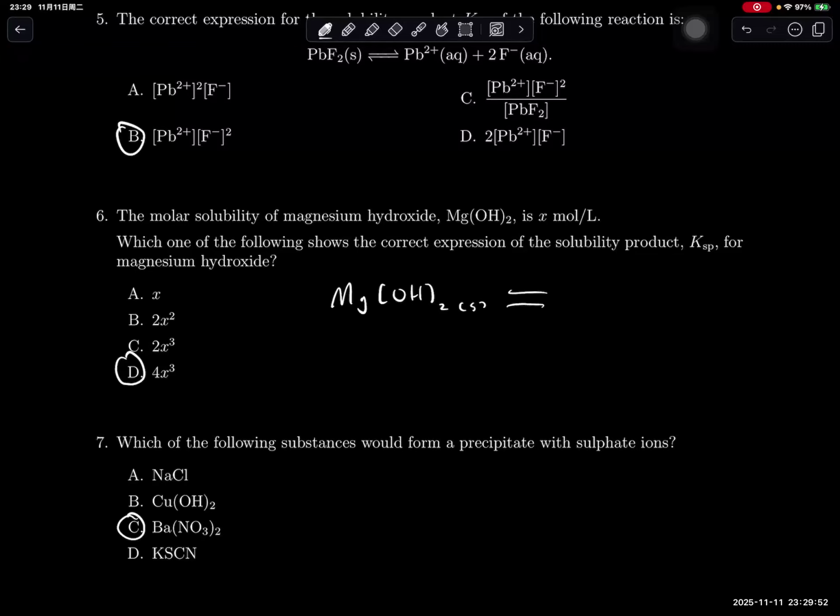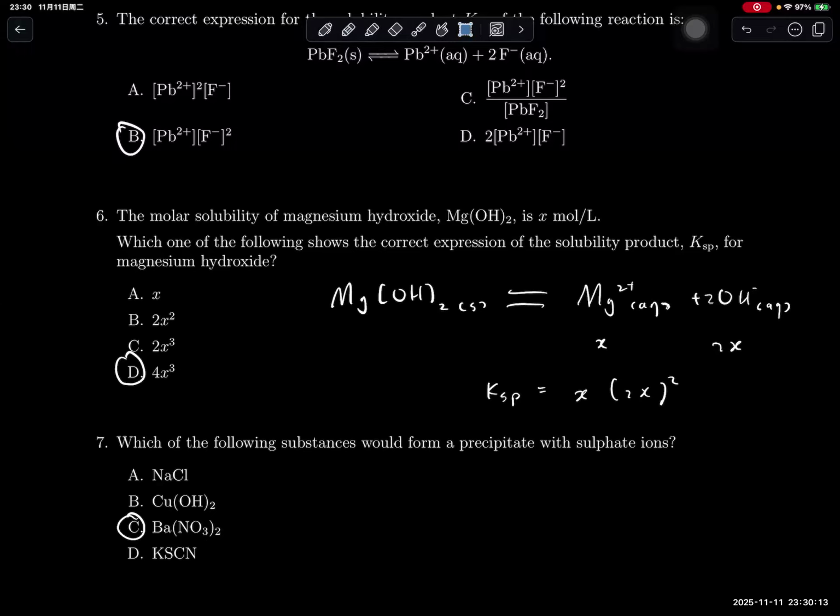Okay, when it's saturated, you get a magnesium ion plus 2 hydroxide ions. So this will be x. This will be 2x. So the equilibrium Ksp would be equal to x times (2x) to the power of 2. So that gives us D.